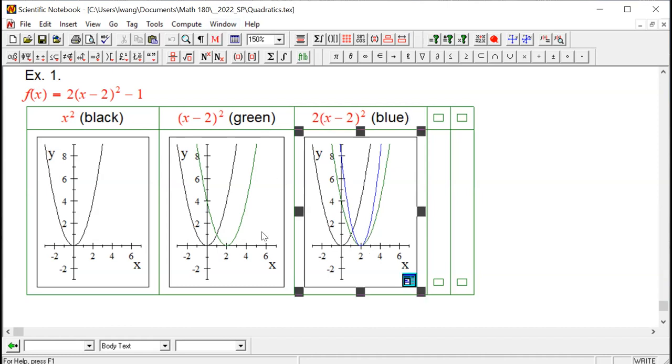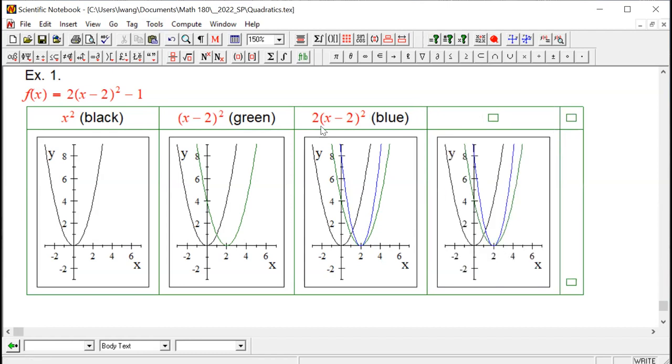And what's next? This part is done, subtract 1. So the blue is going to be shifted downward by 1 unit.